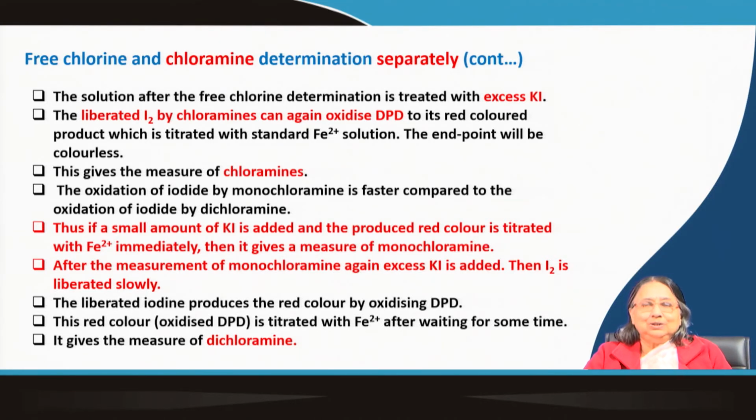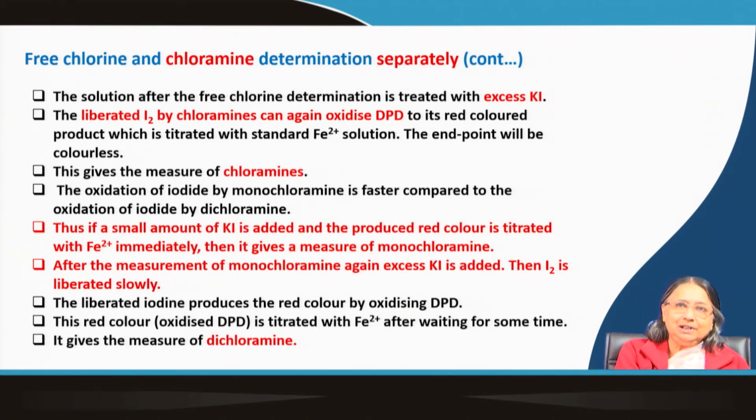Okay. So, the same method you are using to determine DPD is the reagent you are using to determine free chlorine first. It is direct, no KI is added, then you are finished. Then dichloramine and monochloramine are not coming into the picture.